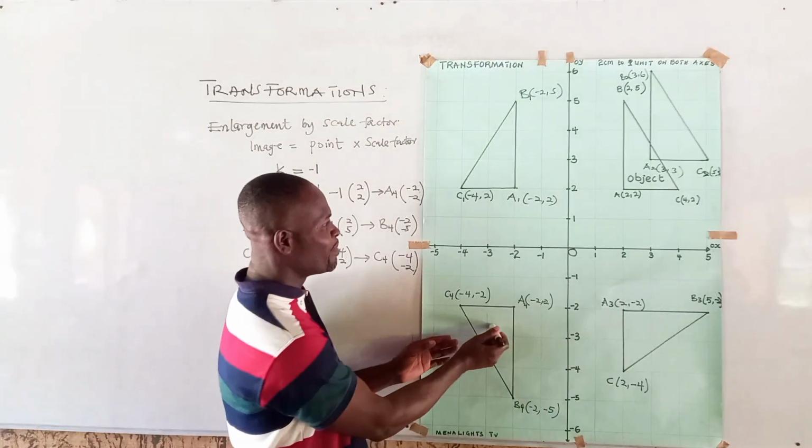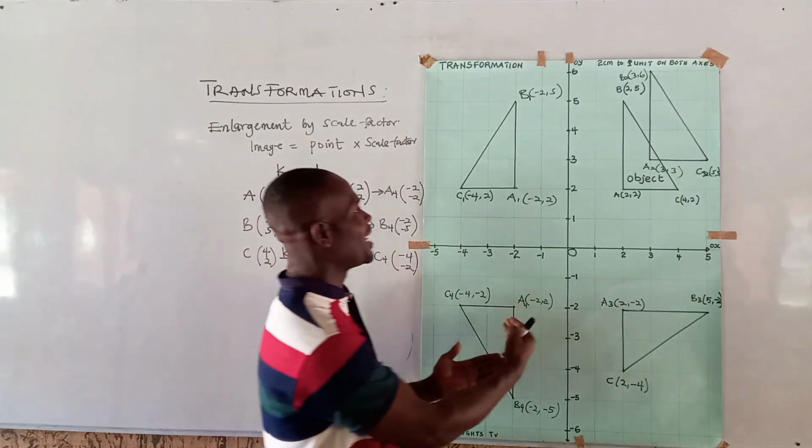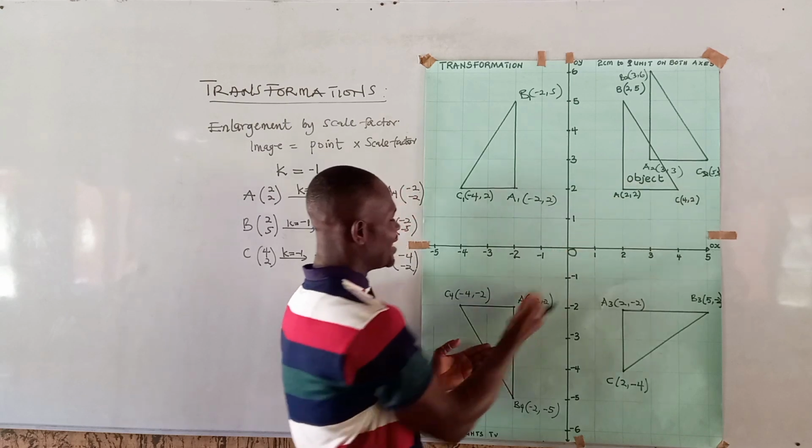This image is forming at the opposite side of the object. This is the object, and this is forming at the opposite side.